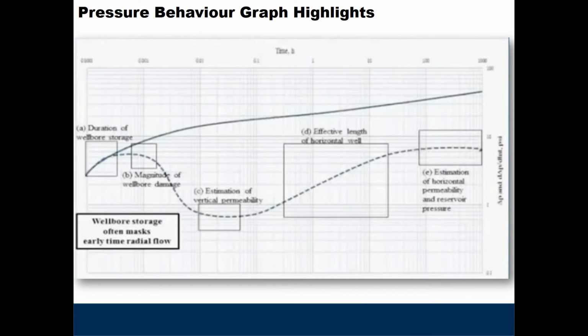Let me show you this graph, with the things we are interested in. First of all, we can get the duration of the wellbore storage effect, where it starts and ends, and the magnitude of the wellbore storage effect, the damage, and the estimation of the vertical permeability in the early radial flow. We can also get the effective length of the horizontal well in the linear flow, and last but not least the horizontal permeability and reservoir pressure in the late time flow. Thank you very much.